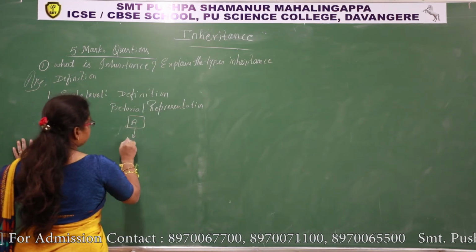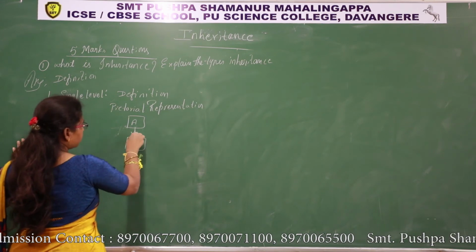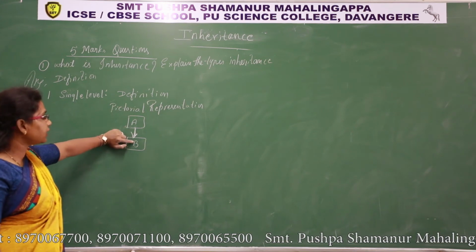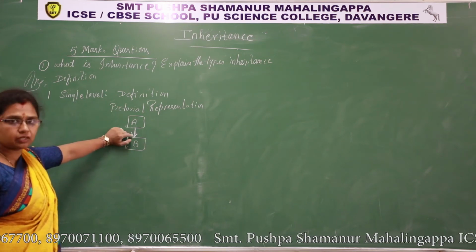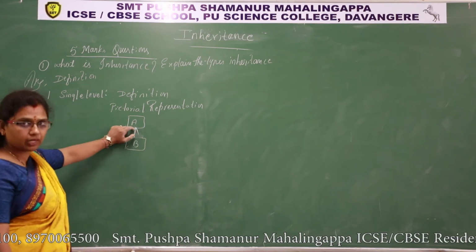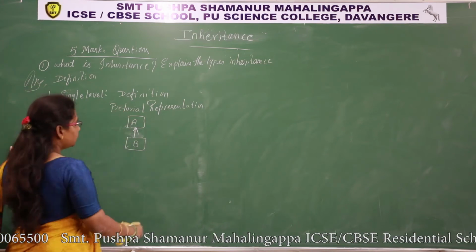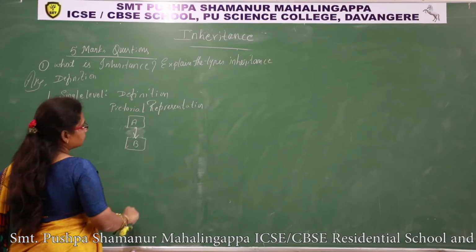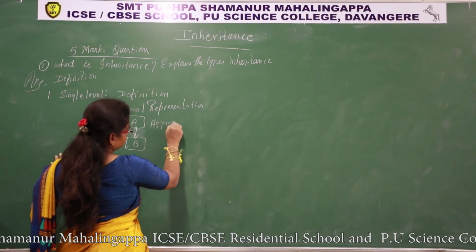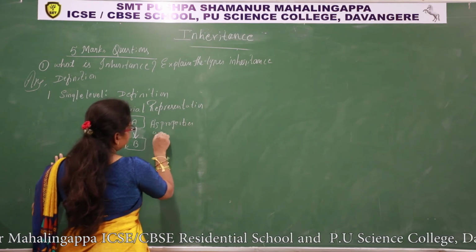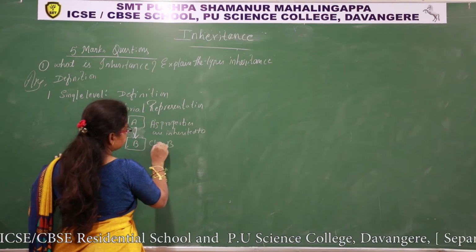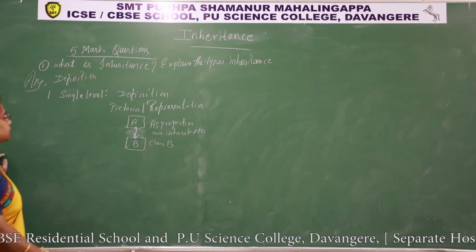A, B. If you show an arrow mark like this, you have to give the proper explanation here. A's properties are inherited to B. If you put the arrow like this, B inherits the properties of A. Like this, you have to give the explanation. Write the arrow like this: A properties are inherited to B, class B. Okay. And syntax.